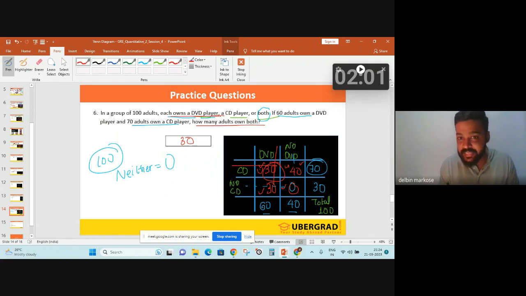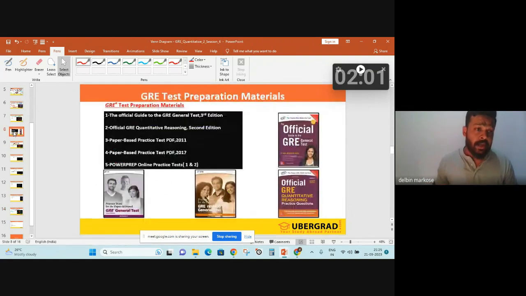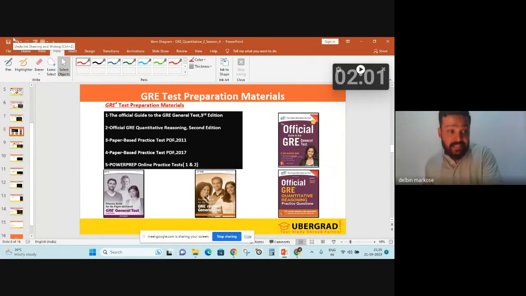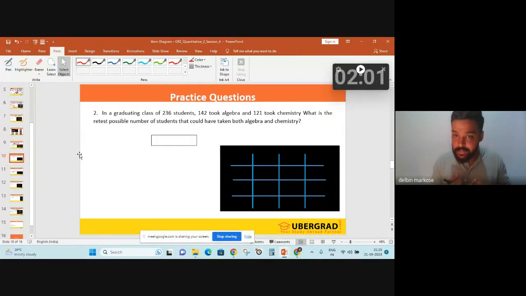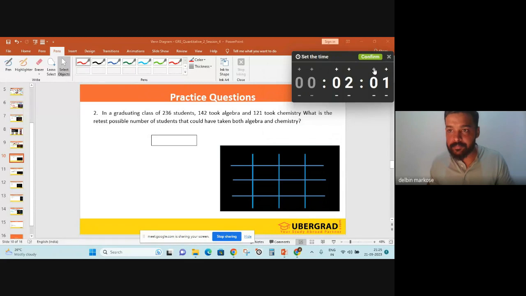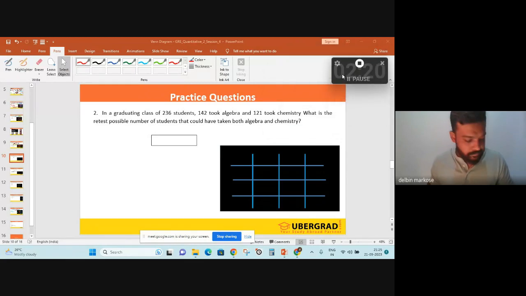Here each owns a DVD player, a CD player, or both. Clear? So this is the way of saying total number. So you have to be comfortable with the language. That's why we are taking the official medium question. You will get this type of question in the real exam. Please practice it. If you have any questions, you can ask me later. Now let's try to solve another question. Please think logically also. I need an answer. Yes, correct. Sandesh, when you say union, right, that's a total number.